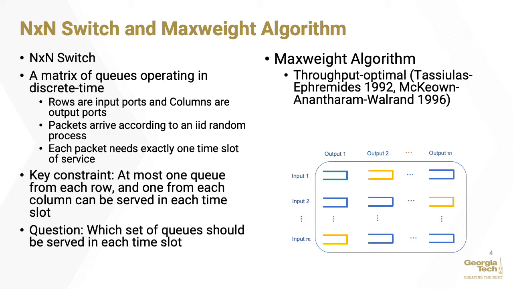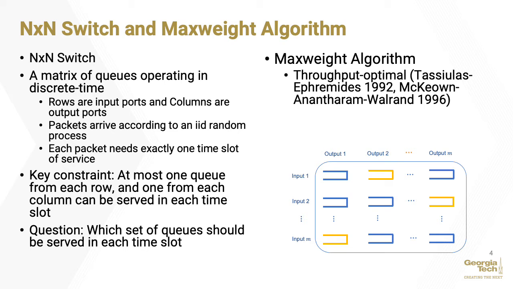Let's consider an n by n switch, and the scheduling algorithm is the MaxWeight algorithm. The n by n switch is a matrix of queues operating in discrete time. Each row is an input port and each column is an output port. Packets arrive according to an i.i.d. random process. Each packet needs exactly one time slot of service. And the key constraint here is that at most one queue from each row and one from each column can be served in each time slot.